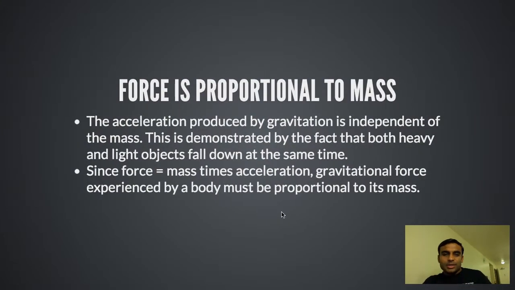The next thing that Newton must have realized is that force is proportional to mass. And this is easy to argue. Consider if you drop a heavy object and a smaller object, they both accelerate down and drop to the earth, and the acceleration is similar. This is demonstrated by Galileo's experiment that both heavy and light objects fall down at the same time. If acceleration is the same and force is mass times acceleration, force is clearly proportional to mass.